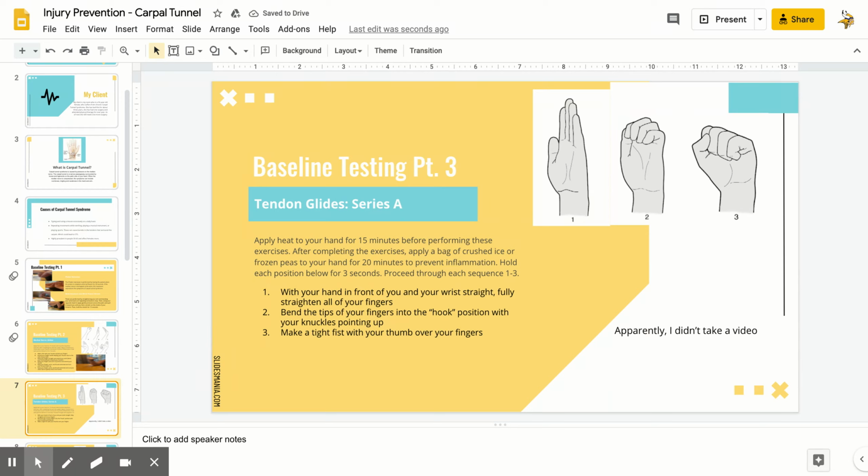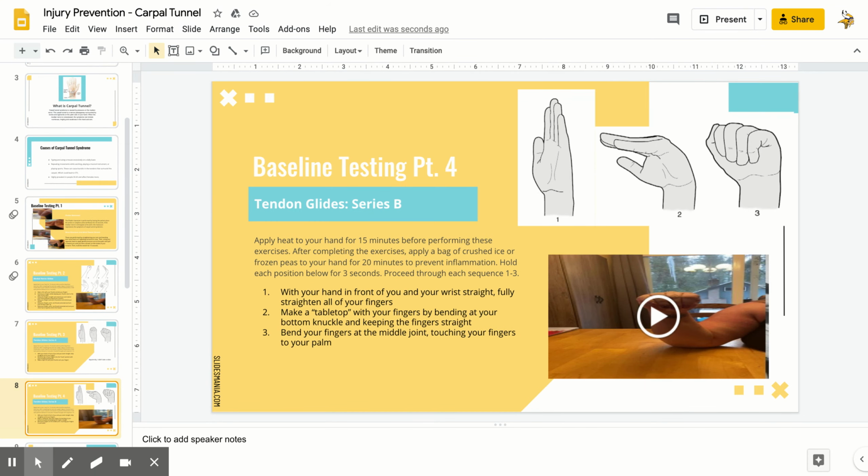For the fifth baseline testing I did tendon glides. There's 2 series to these, and the first one I didn't do a video, but you straighten your hand in front of you and your wrist straight, and then you bend the tips of your fingers to create a hook and your knuckles pointing up, and then you make a tight fist with your thumb over your fingers. This causes the tendons in your hand to contract and cause tingling in your elbow.